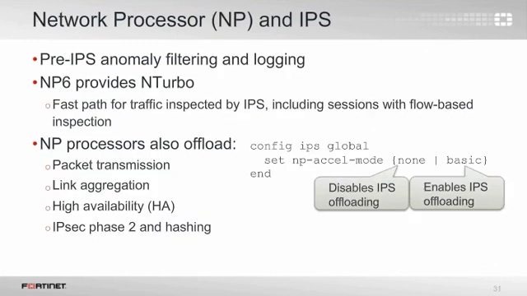Network processors provide the following features: pre-IPS anomaly filtering and logging, packet offloading, link aggregation, HA traffic offloading, and IPsec encryption and decryption.